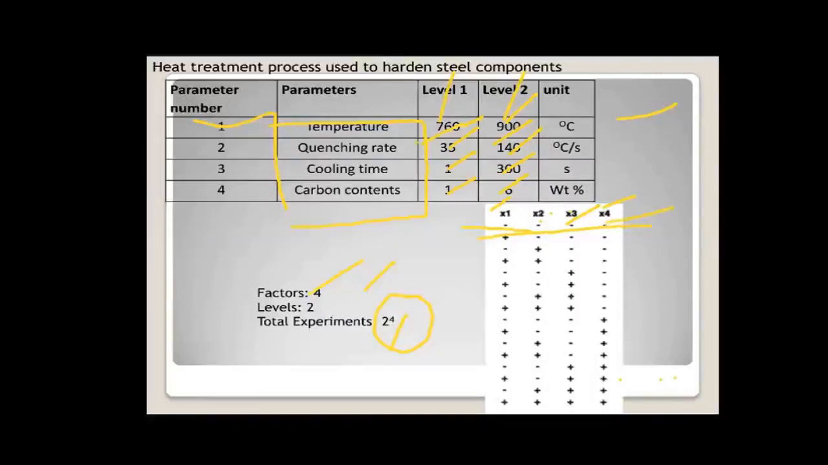Now for the second experiment, x1 is plus, meaning the value of temperature will be 900, and the others as before, 35, like this. So first I will make this table and write all the values, and after completing the table, I will do the experiments one by one and write the output.